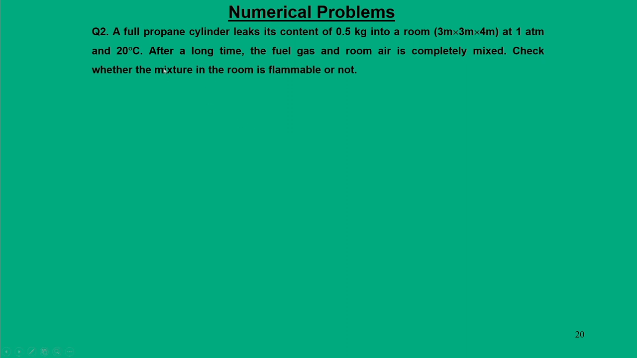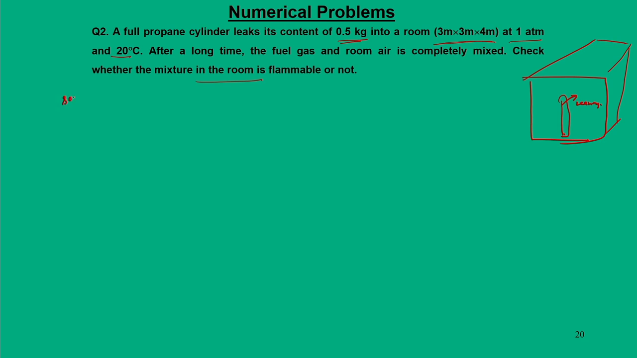So, what we have is that a full propane cylinder is there in a room. It contains 0.5 kg, the room size is 3 meter into 3 meter into 4 meter, and room condition is 1 atmosphere and 20 degree centigrade. So, after a long time the fuel gas and room air is completely mixed. So, we have a room in which we have a gas cylinder, gas is leaking. So, we expect whether the mixture is flammable or not. So, while leaking it mixes with the room air.